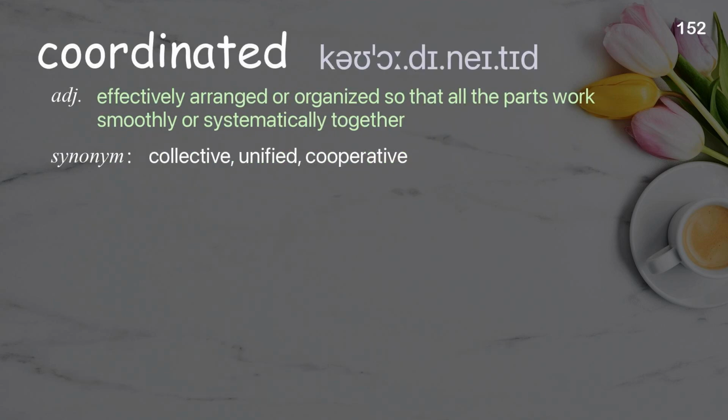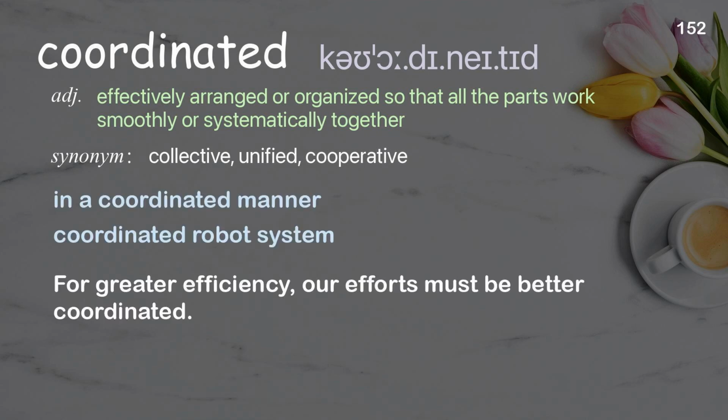Coordinated. Effectively arranged or organized so that all the parts work smoothly or systematically together. Examples: In a coordinated manner. Coordinated robot system. For greater efficiency, our efforts must be better coordinated.